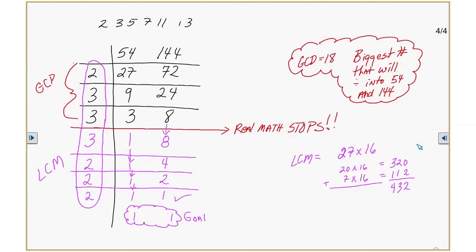30 times 16 minus 3 times 16. That's Common Core. I don't know what they're doing now. I think it's going to drive us crazy.